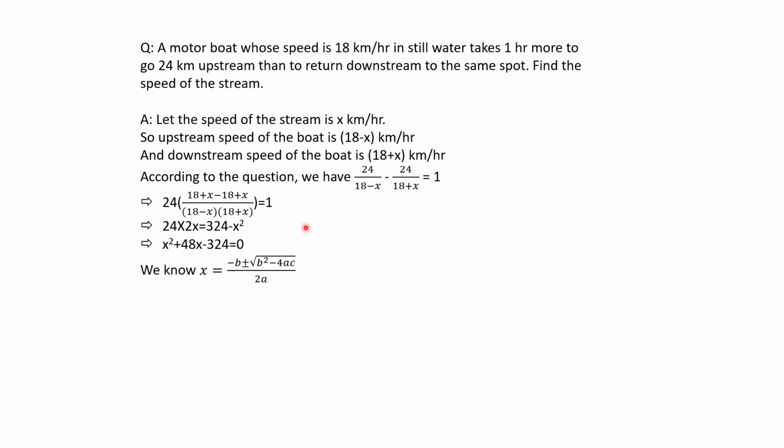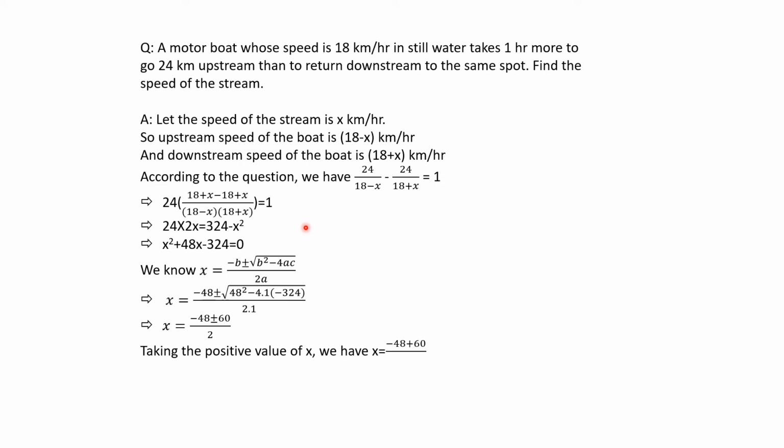We know the root of the equation can be given as x equals to minus b plus minus square root of b square minus 4ac, whole divided by 2a. Putting the values, it is nothing but x equals to minus 48 plus minus square root of 48 square minus 4 into 1 into minus 324, by 2 into 1, or it is nothing but minus 48 plus minus 60 by 2.